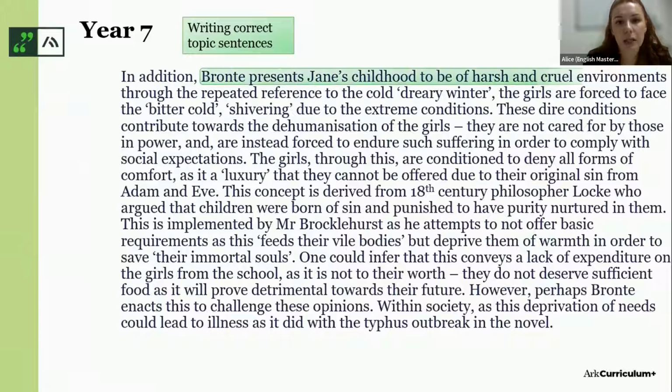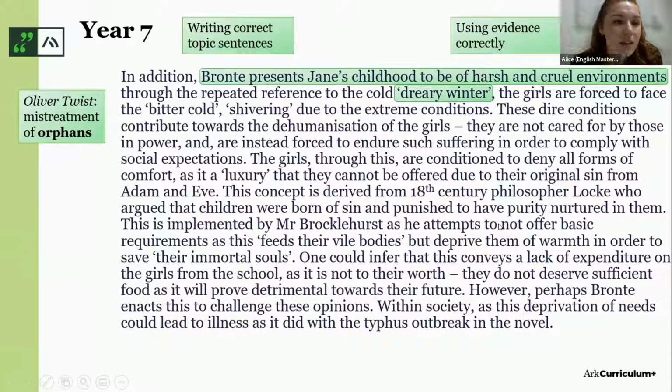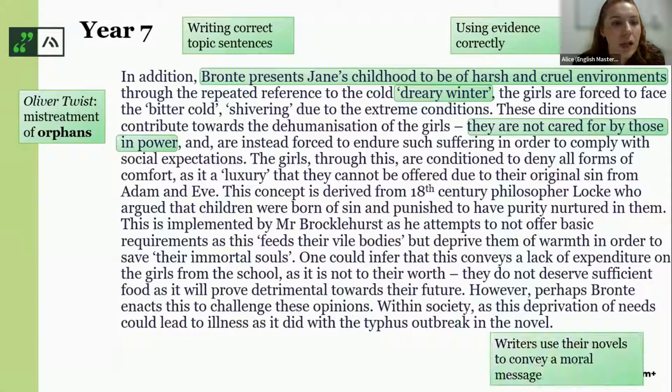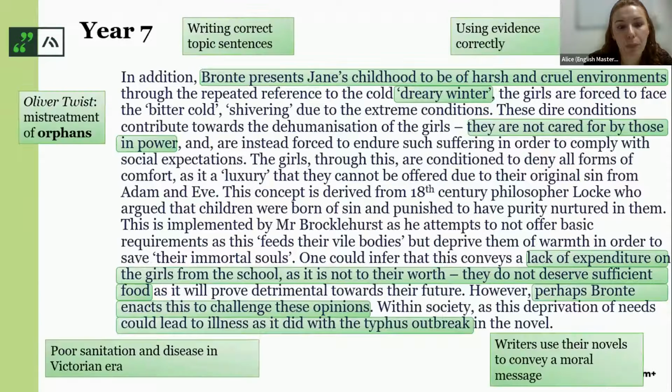So in Year 7, students learn about selecting evidence, but they also learn about the mistreatment of orphans in Oliver Twist. They also learn about how writers use their novels to convey a moral message. They also learn about poor sanitation and disease in the Victorian era that you can see there. So I'll just give you a moment to look at those before I move on. I'm aware I don't want to go too quickly.